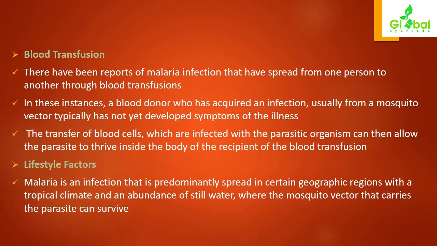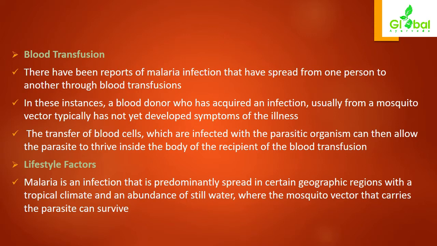Blood transfusion. There have been reports of malaria infections that have spread from one person to another through blood transfusions. In these instances, a blood donor who has acquired an infection, usually from a mosquito vector, typically has not yet developed symptoms of the illness. So, through blood transfusion, what happens? A donor already affected with this infection typically has no symptoms. But without knowing this, that person donates blood to another person, and through that, it is transmitted.